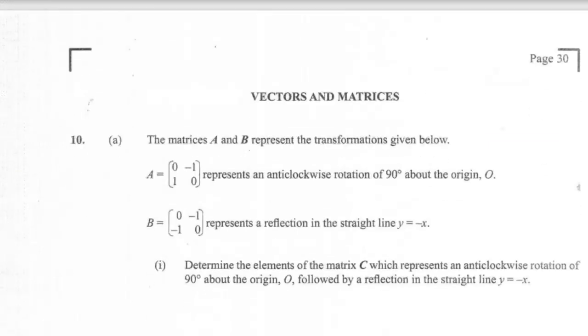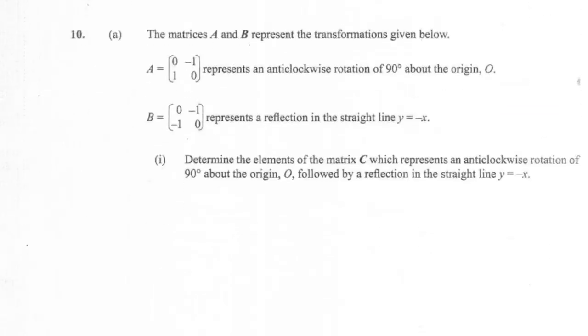Let's move on to the final question, vectors and matrices. Question 10. The matrices A and B represent the transformations given below. A represents an anticlockwise rotation of 90 about the origin O. B represents a reflection in the straight line y equals negative x. Determine the elements of the matrix C, which represents an anticlockwise rotation of 90 about the origin, followed by a reflection in the straight line y equals negative x.